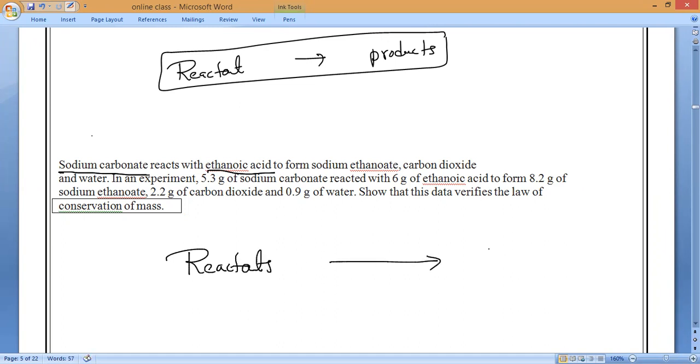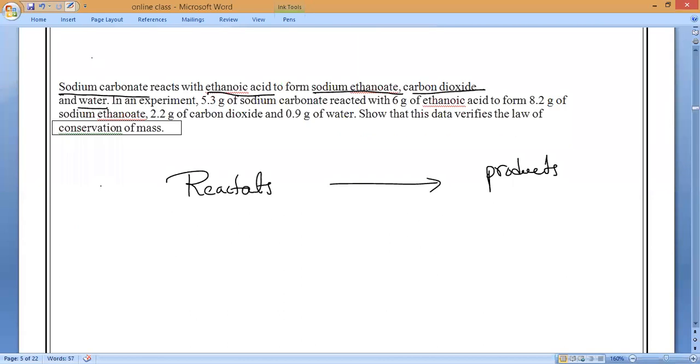Reactants will give you products. Okay. Now, who are the products here? To form sodium ethanoate, carbon dioxide, and water. Those are the products. So first write the reaction. We should verify whether it is following the law of conservation of mass or not. So sodium carbonate, write neatly. If you have difficulty learning the chemical reactions, you can leave it, no issues. But the word equation you should write. This is called a word equation.